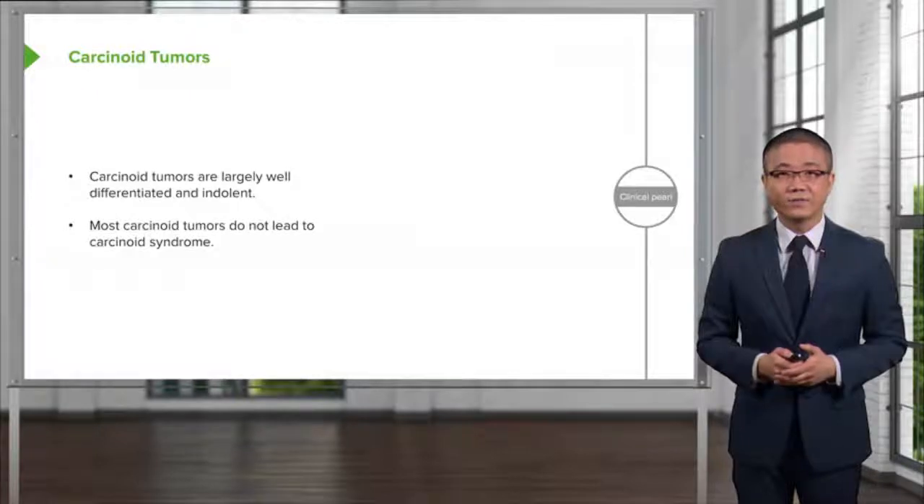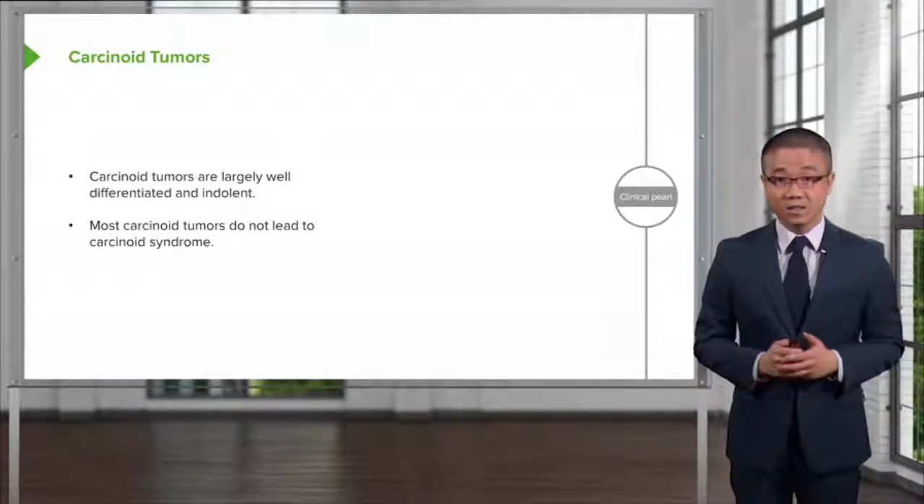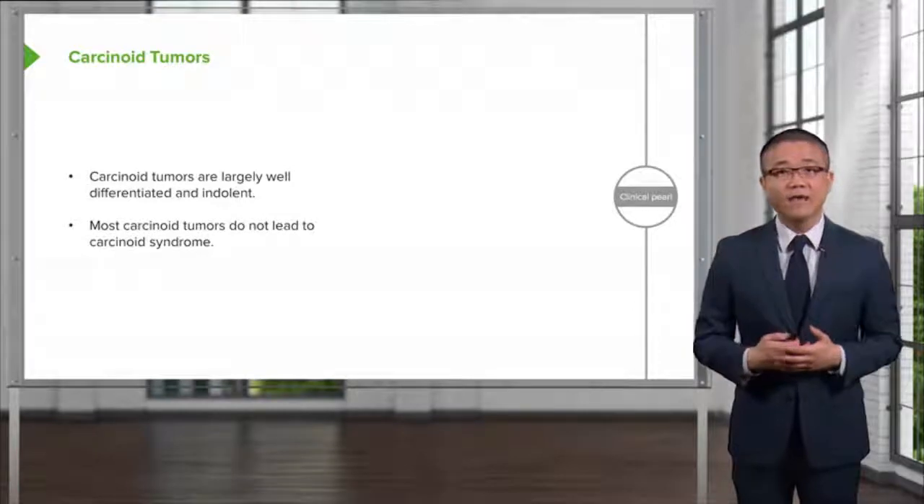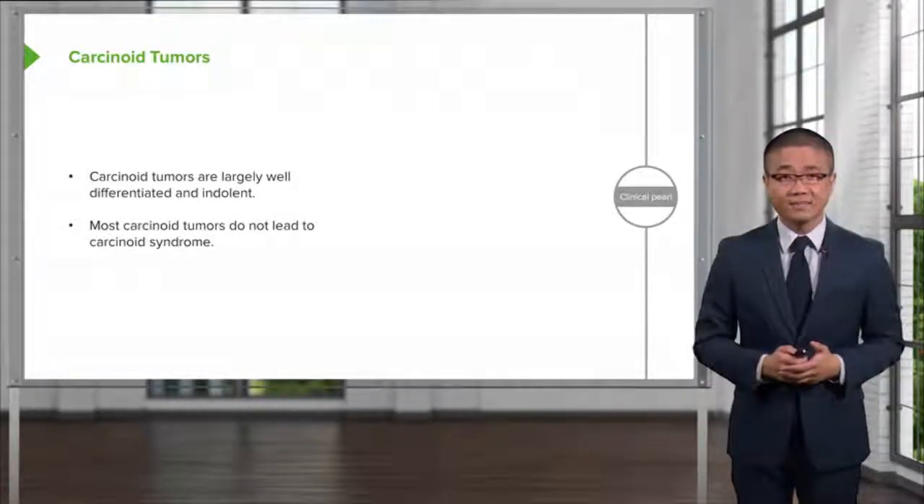Important clinical pearls. Carcinoid tumors are largely well differentiated, indolent tumors. Most carcinoid tumors do not lead to the carcinoid syndrome. Our livers have extreme protective mechanisms and they will degrade the vasoactive peptides.